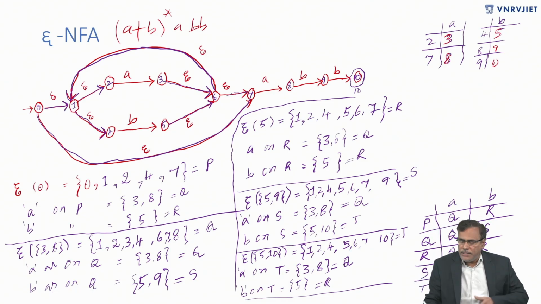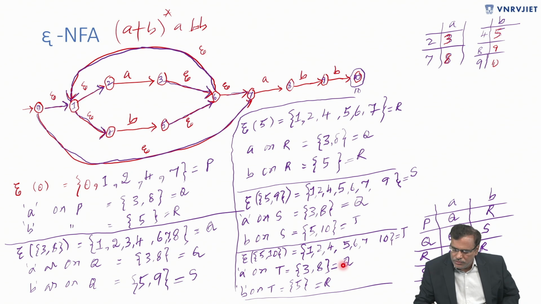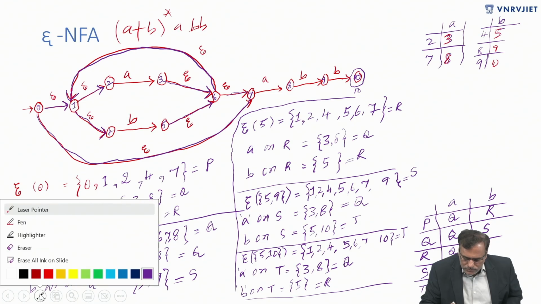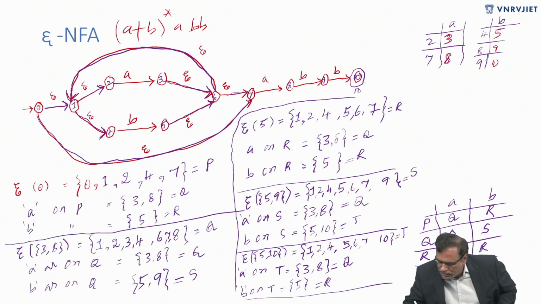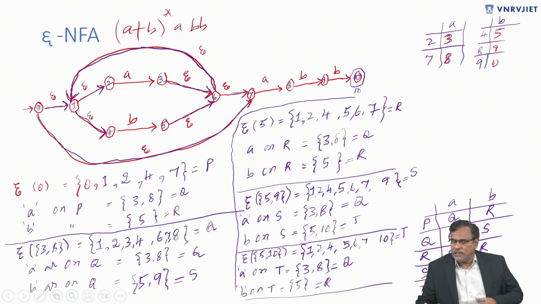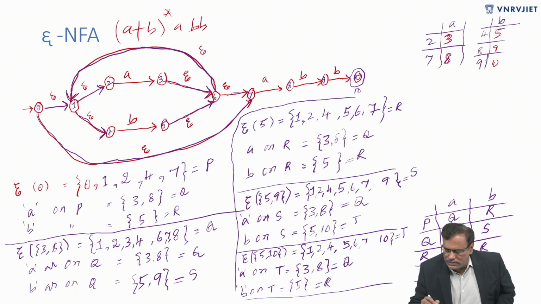Similarly, A as input on T is Q, you have to fill. See here. A on T is Q, B on T is R. Therefore, I have to fill the entries as Q, R respectively for T on A and B. So this is the transition table. From this table, you can get the diagram.